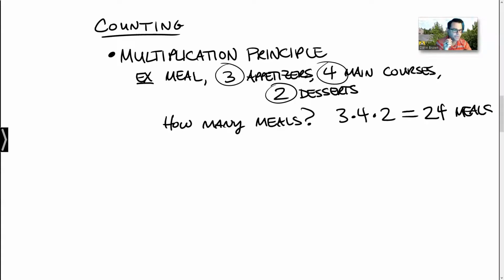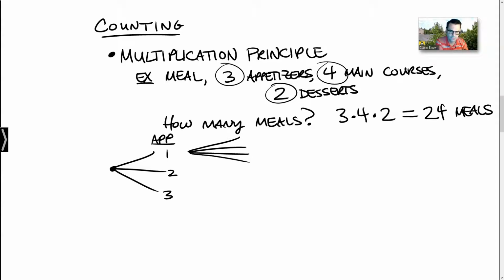Now, why does this work? Something called a tree diagram. You could look at the appetizers and say, there's 1, 2, 3 possible appetizers. Once I've selected one of those 3 appetizers, I could go into 4 meals. Okay, and you can see already here I've got, say the meals are 1 through 4.